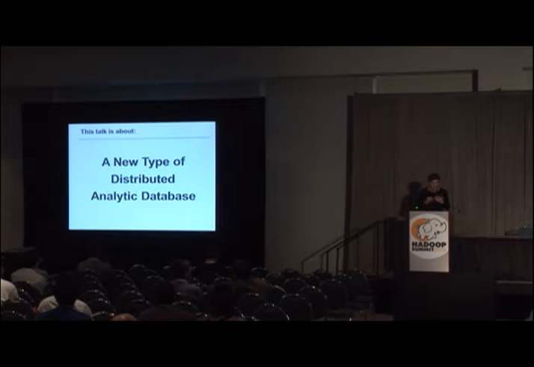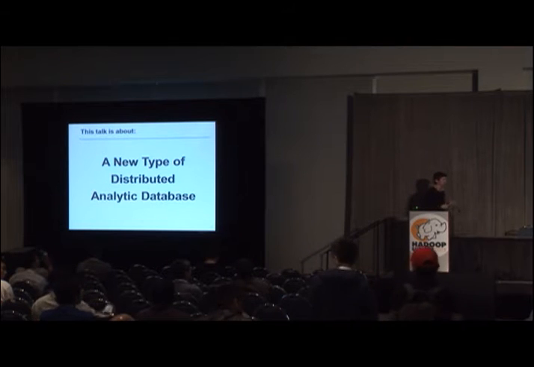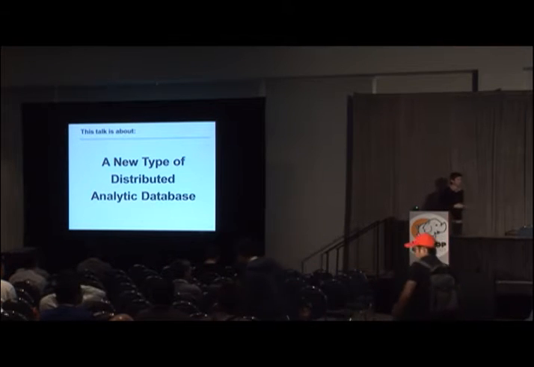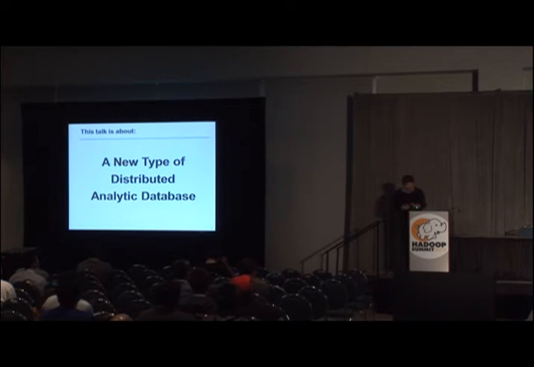Anyway, this talk is about a new type of distributed analytic database. And I think it's reasonable to ask, databases have been around at this point for close to 40 years. The System R paper was published in 1974. And you could sort of expect that at this point, maybe this whole idea is played out, at least in terms of new developments.